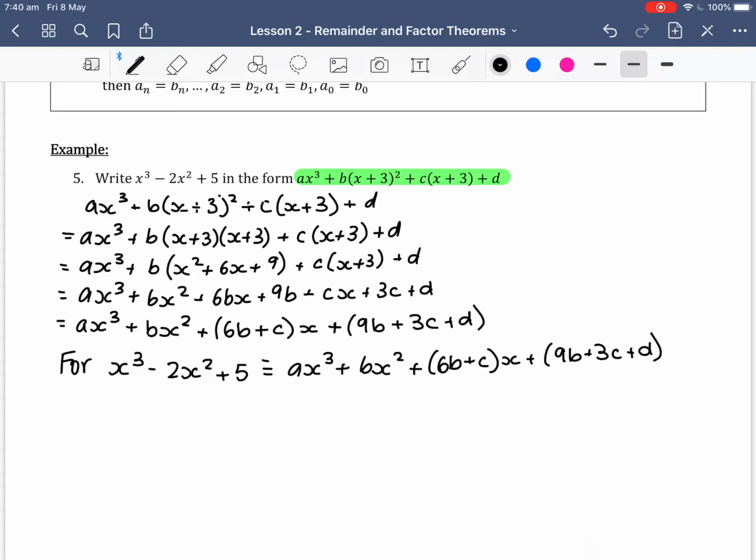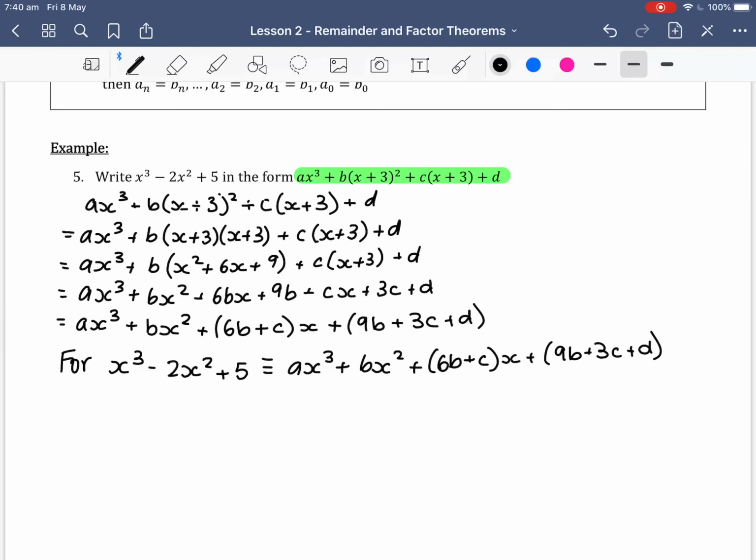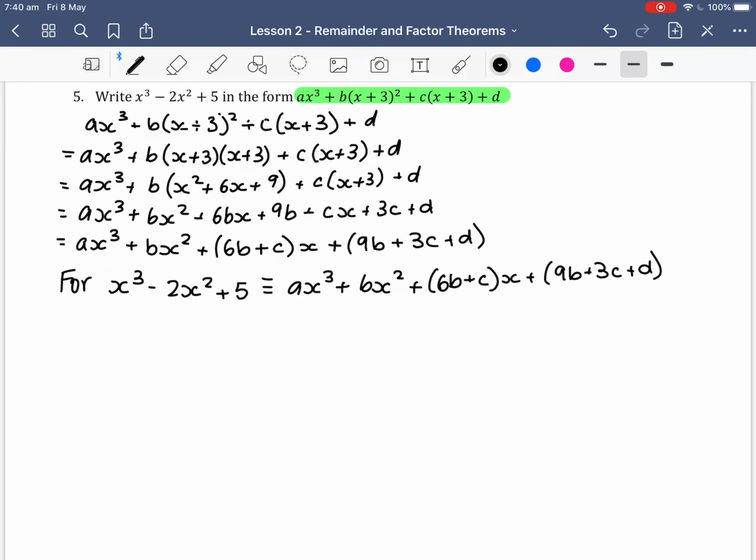So what we want to do is find our equating coefficients. And so we say that they're congruent to each other, so 3 horizontal lines going down. So we can say that for our value of a, it is our coefficient of this x cubed. So therefore, our a equals 1. For our b, it is the coefficient of our negative 2x squared, because that's where our x squared is. So we'll then therefore say that b is equal to negative 2.